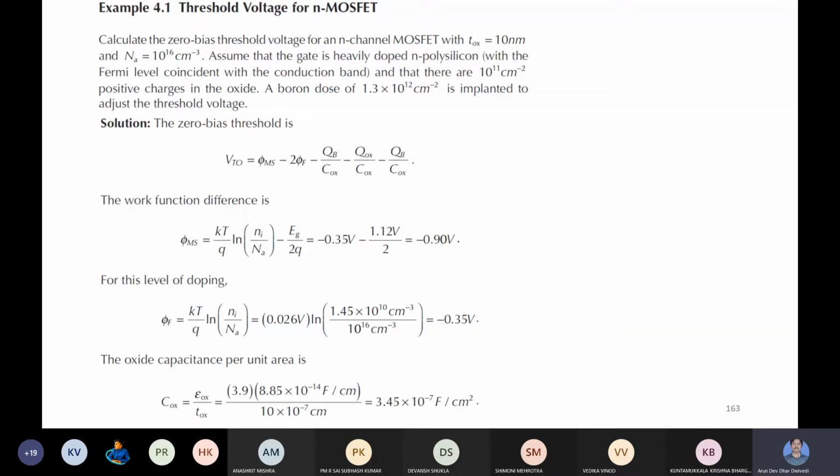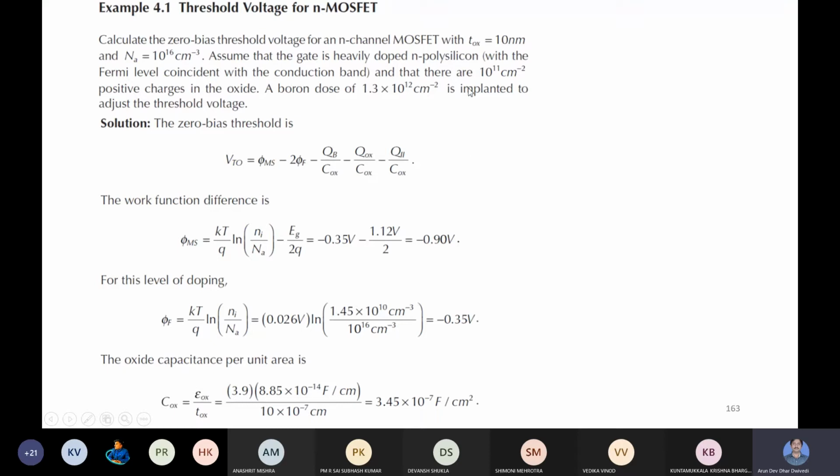So, as in the CAT, in both the A1 plus TA1 and A2 plus TA2 slots, various problems were given. Those types of problems I am again discussing quickly. First, let me discuss this type of problem, where threshold voltage calculation and threshold voltage adjustment are involved.